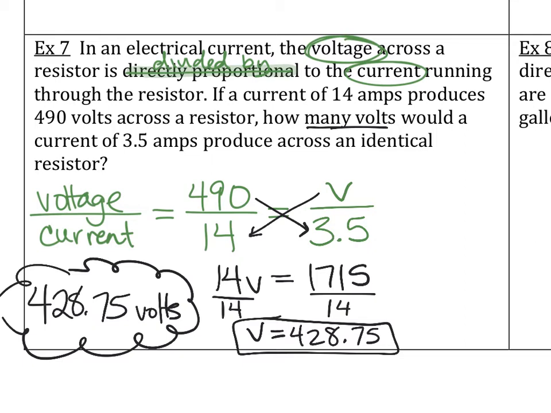Let's see, let me actually do the math here. I trusted you guys. That was my fault. Okay, when we do our math correctly, we erase that. And what did we get again? 122.5, which means it's 122.5 volts. 1715 divided by 14 should be 122.5. Thank you for checking my mistake.